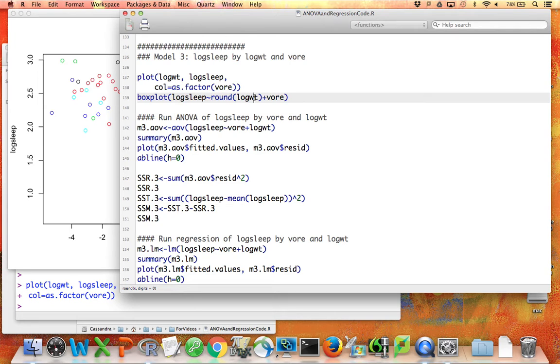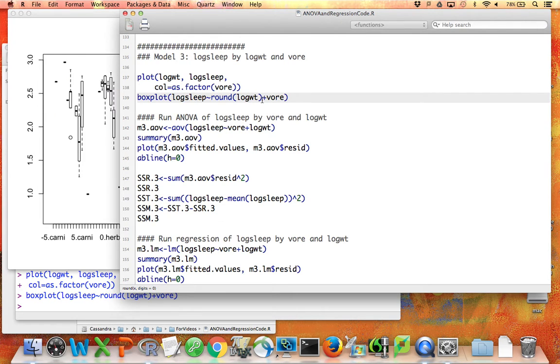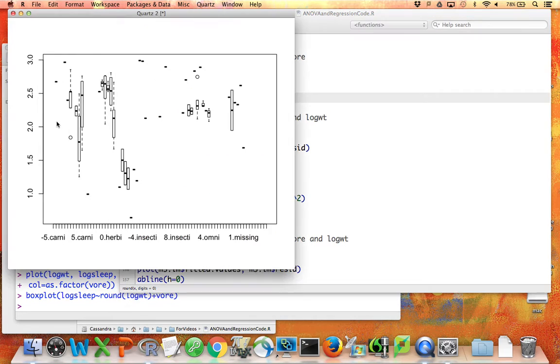Note that if we round log weight to make it a little bit less continuous, then we can also make box plots for all the different combinations of vor and log weight. Now, this is not particularly interpretable. There's a lot of different combinations because there are a lot of different possible values of log weight, even when it's rounded. However, the point of making this graphic at this moment is just to remind you that even for a multiple regression or a multiple ANOVA with multiple predictors, all we're doing is trying to come up with a way to specify what we think the values of y will be for any different combination of x's.